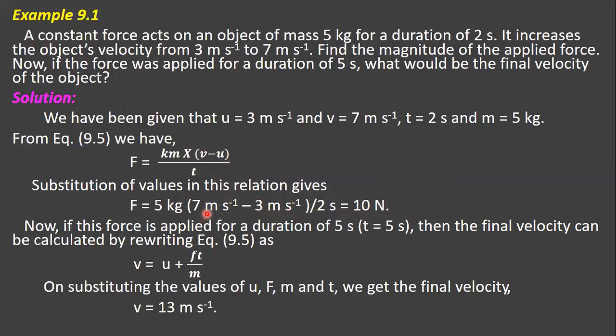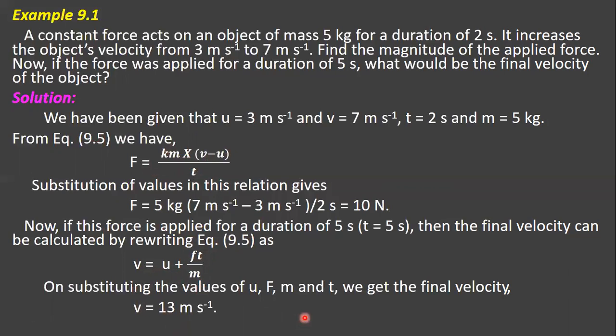Now, if the force is applied for a duration of 5 seconds, that is t equals 5 seconds, then the final velocity can be calculated by rewriting equation 9.5. See, children, you rewrite the equation here. That is v equals u plus F into t by m. Make it as capital F. It is u plus F into t by m.